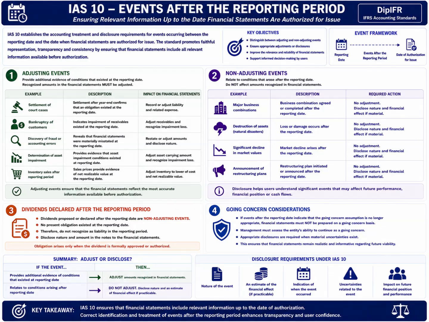Adjusting events after the reporting period are events that provide additional evidence regarding conditions that already existed at the reporting date. Because these events confirm circumstances present at year-end, entities must adjust recognized amounts in financial statements accordingly. Examples include settlement of court cases confirming existing obligations, bankruptcy of customers indicating receivable impairment at reporting date, discovery of fraud or accounting errors, and determination of asset impairment conditions existing before year-end.